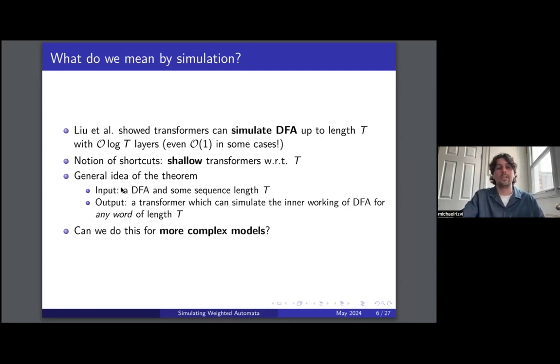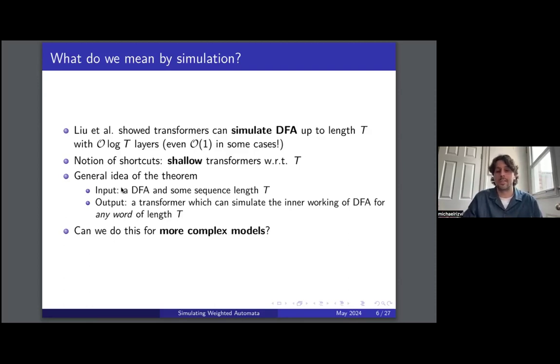But for right now, the general idea of these kinds of theorems, which is also the kind of thing we do, is that you give me a DFA, you give me some maximum sequence length, and I can guarantee you, as output of my proof, a transformer model with parameters which can simulate the inner workings on any word of length up to t, basically.